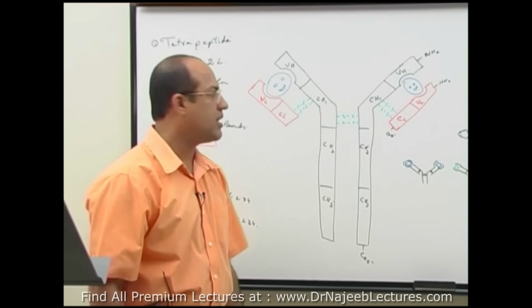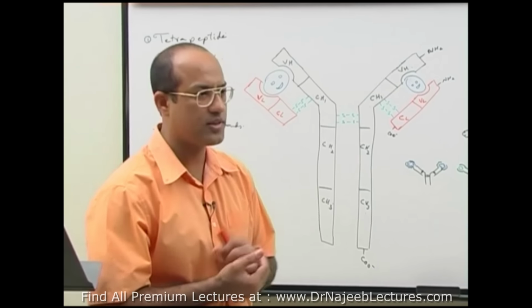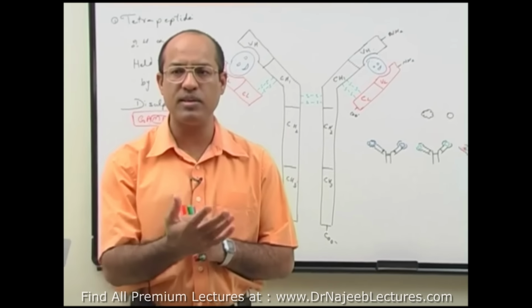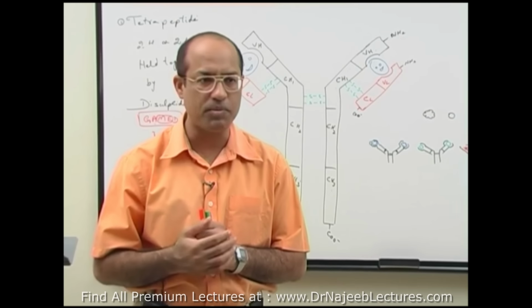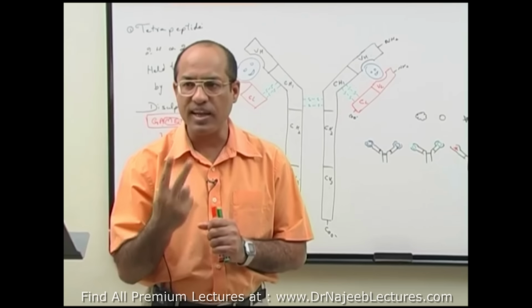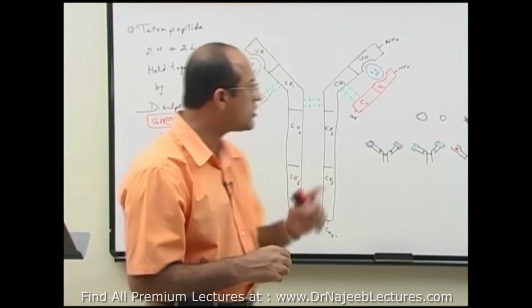Is that right? Now let's review it. An antibody molecule has how many peptides? A typical antibody molecule has how many peptides? 4. 2 are heavy chains and 2 are light chains. Why are light chains called light chains?